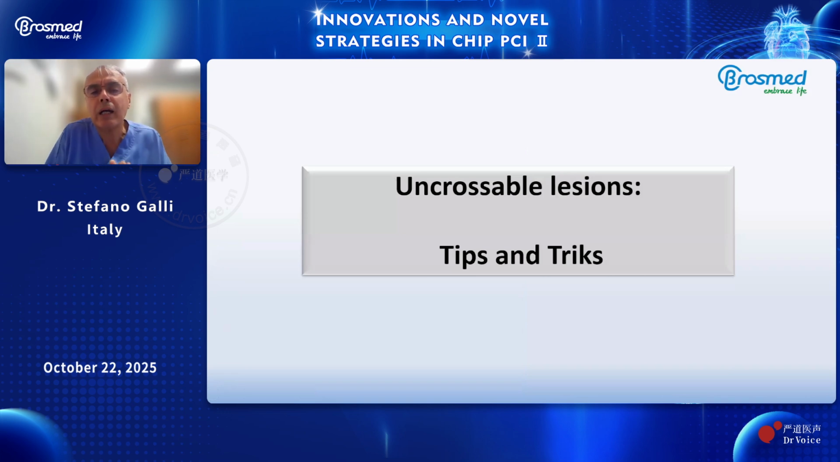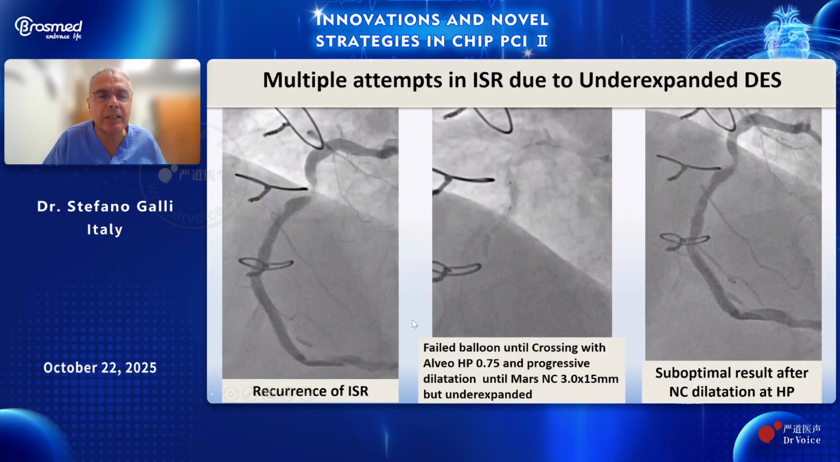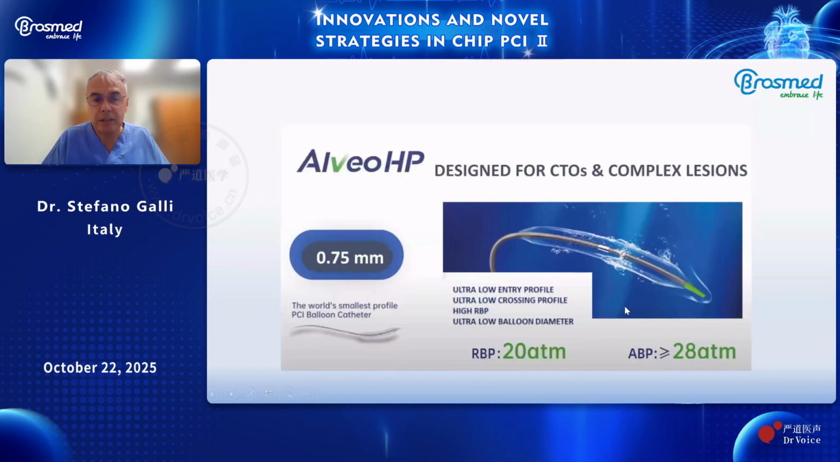Now we move to uncrossable lesions. Sometimes we have a lot of issues. This is a typical case of recurrence of ISR, and we failed. We tried with a standard balloon. We used a high pressure balloon, 0.75, with progressive dilatation. Then we also inserted the Mars and NC balloon, but it remained underexpanded, probably due to the calcification outside and the material. This is a high pressure balloon technology. Then we will probably see more in other presentations.